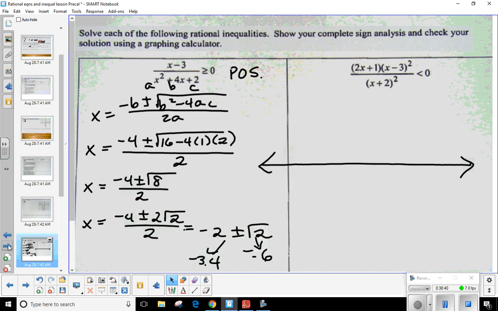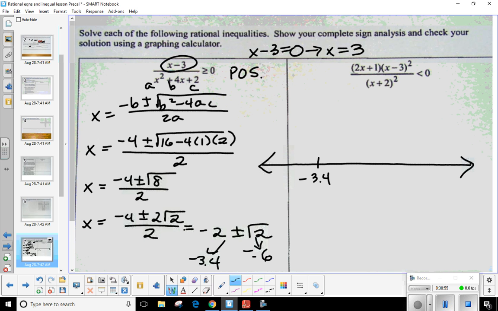So, what's that third value that's going on the sign chart? Okay. So again, set that equal to 0. We know x equals 3. So I've got 3, negative 3.4, negative 0.6. So I'm going to put those in order: negative 3.4, negative 0.6, and 3. So this is the only unusual one today. Even if you come across a numerator or denominator that can't be factored, you still want to find those zeros.